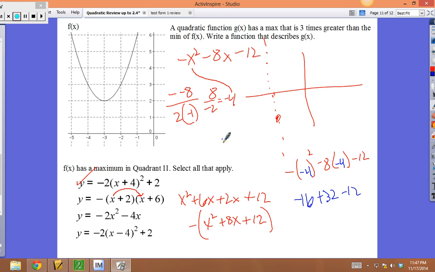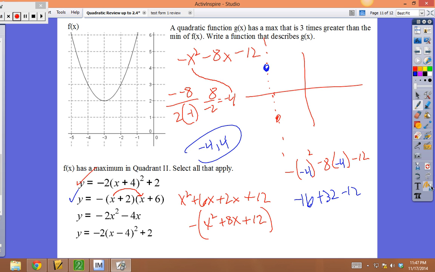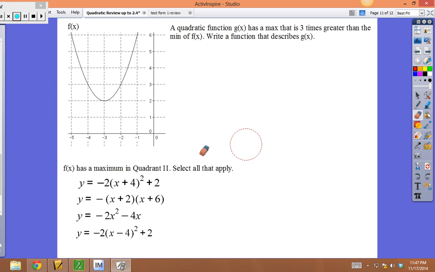So if I plug in a negative 4, it's going to spit out a 4. So left 4, up 4 is my vertex. So yeah, that will work also. That ends up in quadrant 2. Okay, let's see if these last two are yeses or nos. Oh, so the first two are good. They both work.